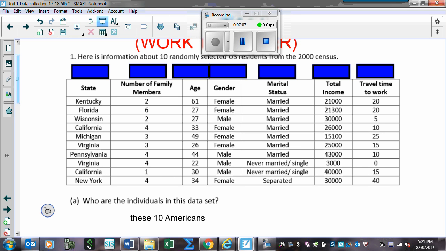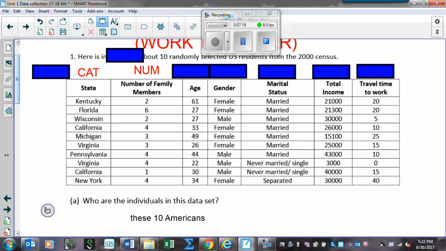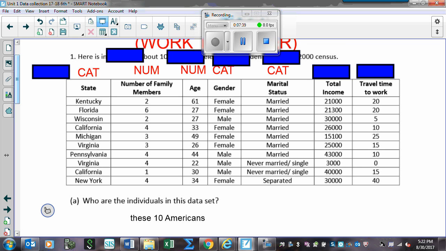For the state, that's categorical. It's answered with a word. Number of family members, it's answered with a number, and an average makes sense, so that's numerical. Age, answered with a number, average makes sense, that's numerical. Gender, male or female, answered with a word, that's categorical. Marital status, married, never married, separated, those are all categories, so it's categorical data. Total income, numerical, and average makes sense. Travel time to work, that's also numerical.